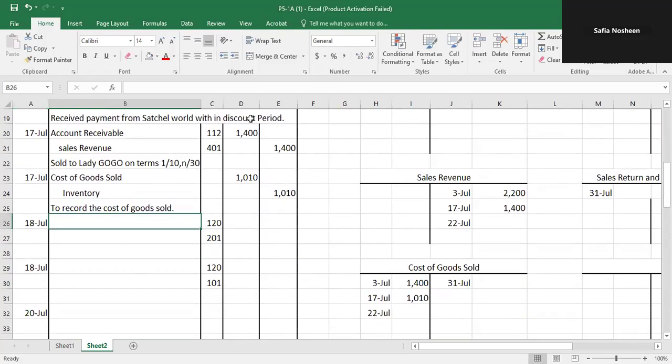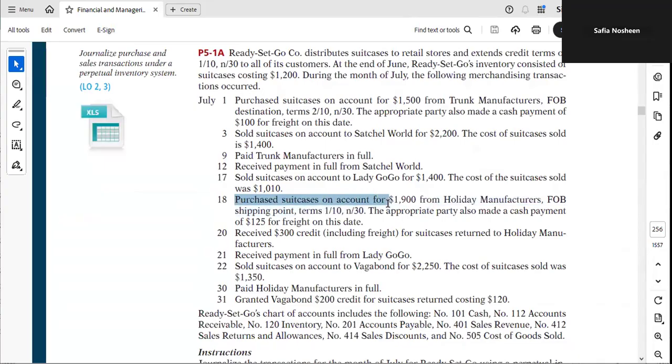So let's do another transaction. Purchased suitcases on account for 1900 from Holiday Manufacturer, and FOB is the shipping point. So again, at this time, the buyer is going to make the payment. So we will have to record this transaction, as these freight charges will directly be added to the inventory account. So the inventory account will be debited for an amount of 125. So let's do it on the journal.